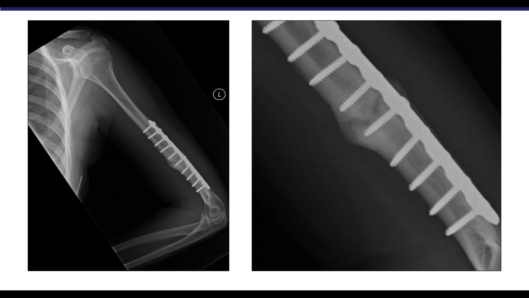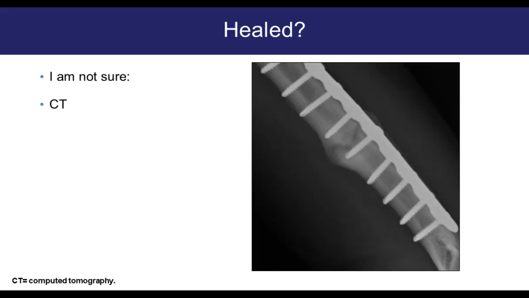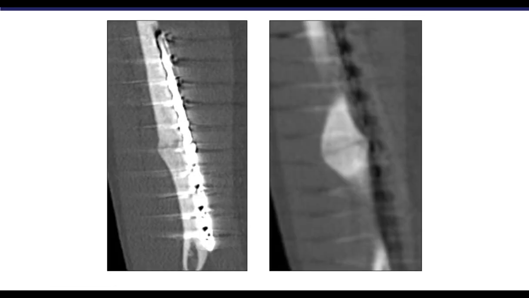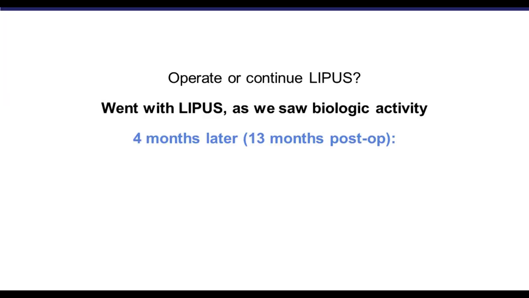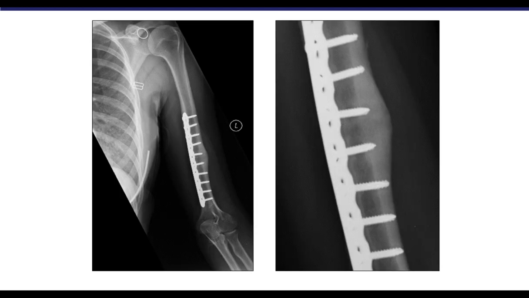This is what the CT read was, subtle but persistent lucency, without evidence of osseous bridging. So do we operate at this point? Do we continue LIPUS? We decided to continue with LIPUS as we saw a strong biologic response to it. Then I saw her 4 months later at 13 months post-op. And here's her final films. We felt that we had eradicated that fracture line, and we thought at this point we had both clinical and radiographic union. And we didn't have to proceed with more surgery for this patient.